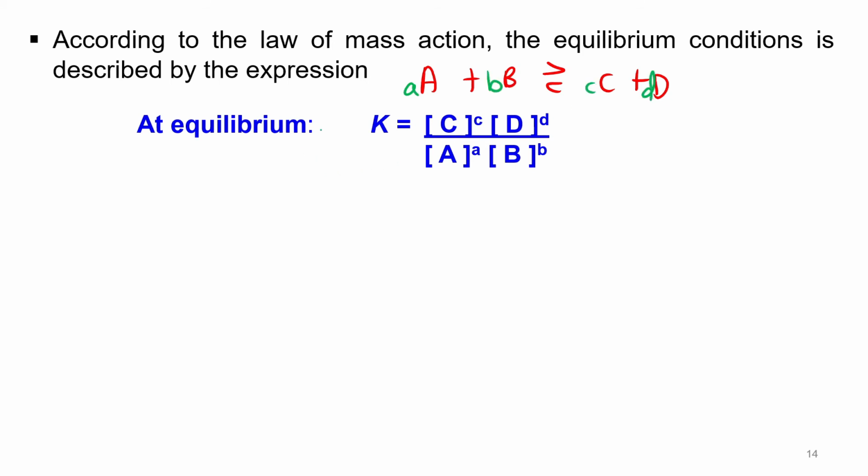Okay, so from the law of mass action, this is the expression for equilibrium. Okay, K refers to the constant, equal to concentration. Okay, the brackets refer to concentration. So the concentration of product. So we have products C and D raised to the power of their coefficients, over the concentration of reactant. So the reactants we have are A and B, okay, to the power of their coefficients. So A to the power of a, B to the power of b.